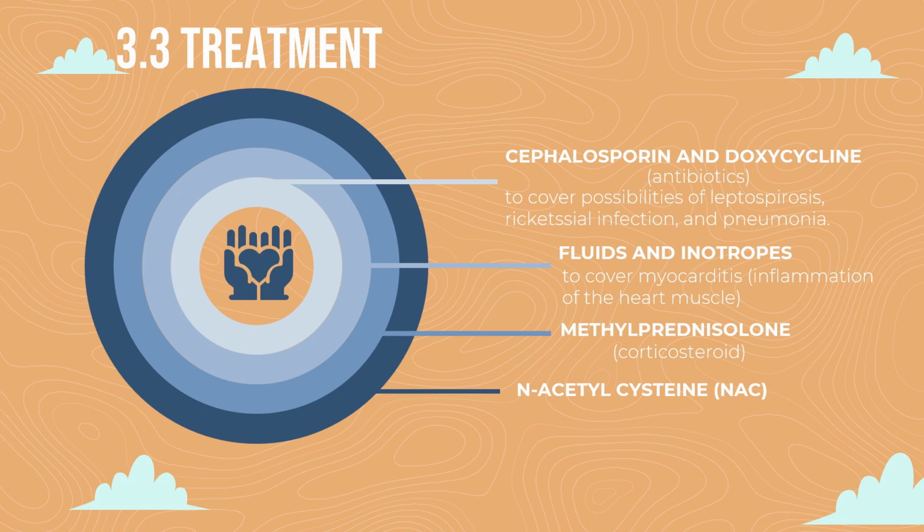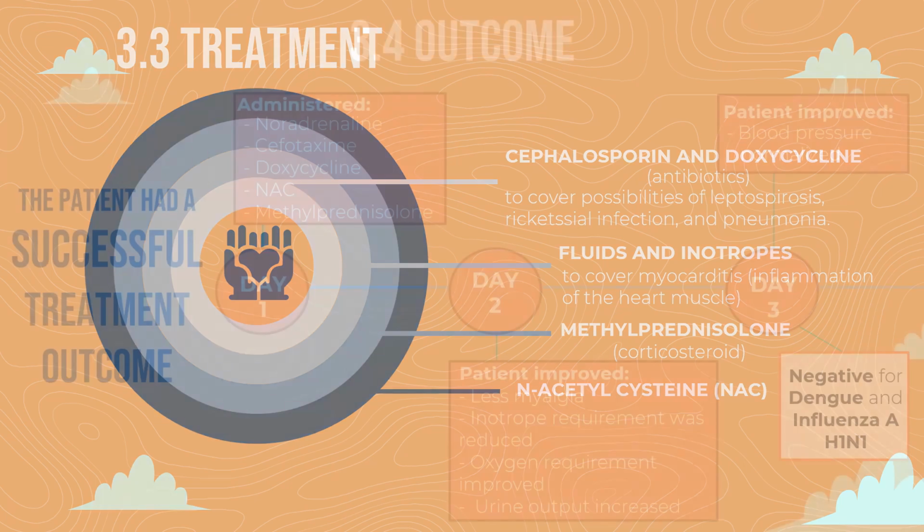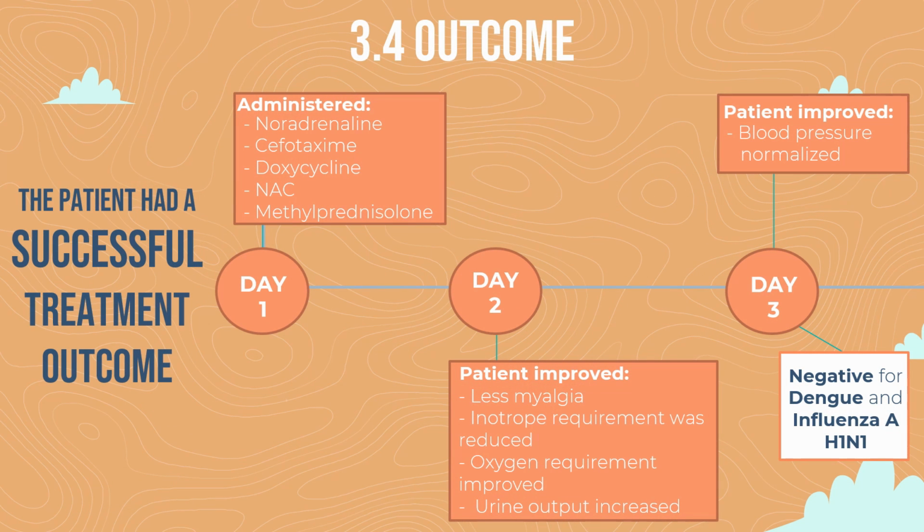Elevated transaminases on admission, which were initially believed to be due to liver involvement in leptospirosis, were entertained again by the differential diagnosis of hantavirus. N-acetylcysteine was administered to the patient until transaminases were less than 300. The patient had a successful treatment outcome. Treatment was observed for succeeding days after admission.